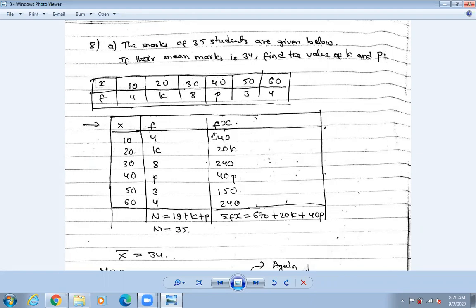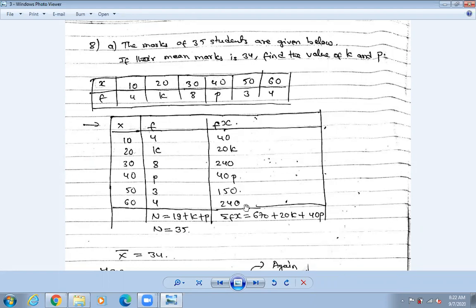Okay, we need to get fx. So 10 into 4, okay, 40. So 20 into K, 20K, 30 into 8, it becomes 240. 40 into P, it becomes 40P. So 50 into 3, 150. 60 into 4, it becomes 240.